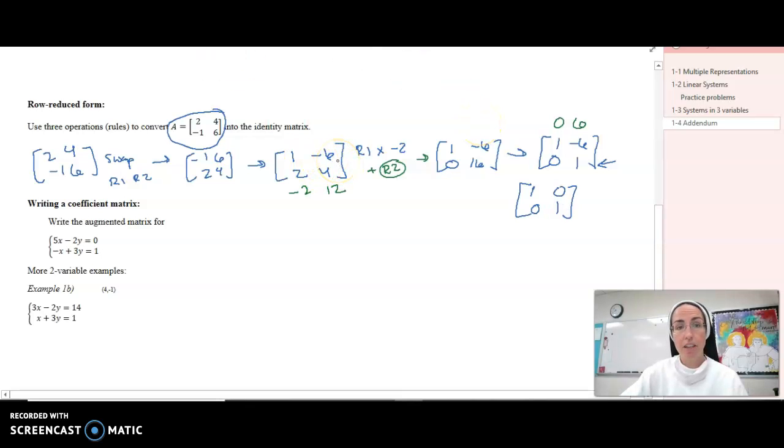Okay, that's the end of the video on just using row operations. The next video will be how to apply this to solve systems of equations.